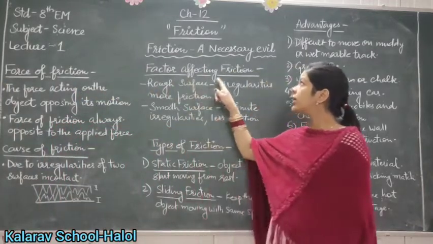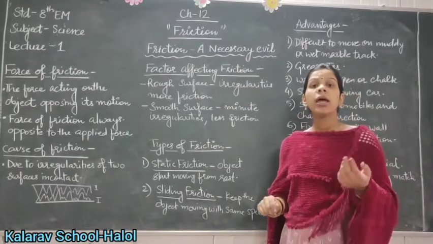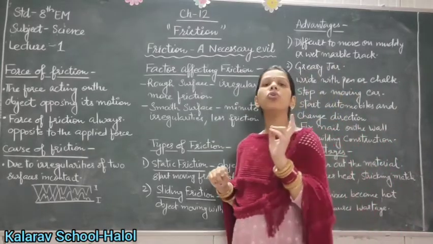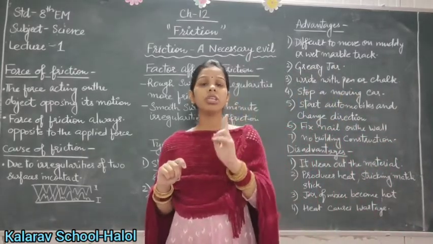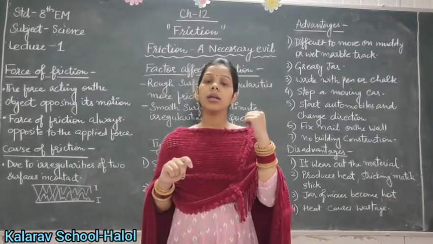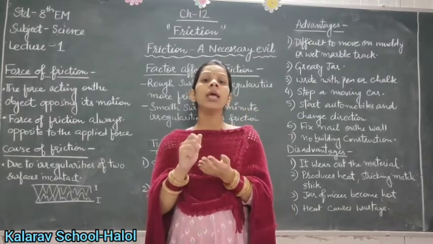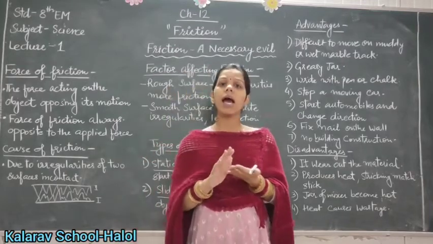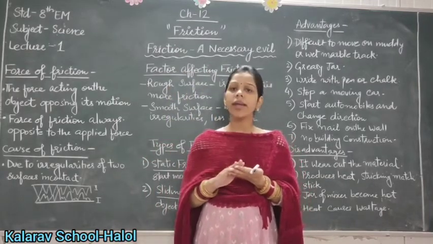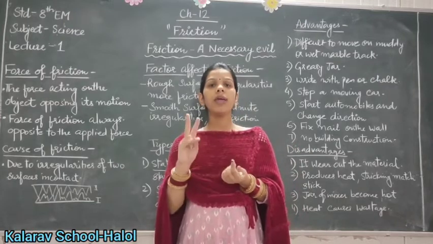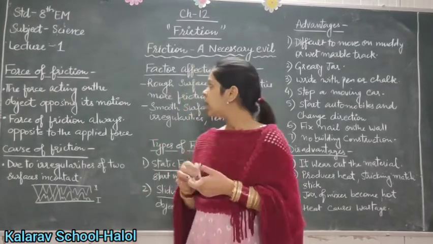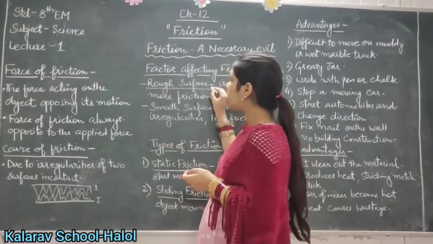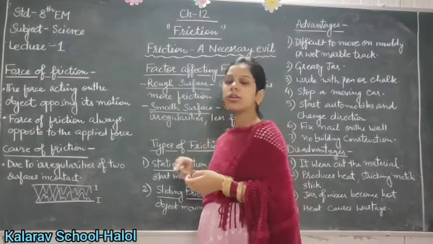So what are the factors that affect friction? There are mainly two factors, because friction is directly proportional to the surface of contact. So only the surfaces of contact are the factors which affect the force of friction. We have two types of surfaces: number one, rough surface, and number two, smooth surface.